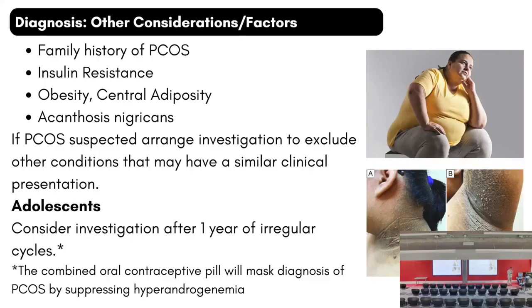In adolescents, symptoms are similar, okay? But it's important to give it time in adolescence, okay? So consider investigation after 1 year, and bear in mind that the use of the contraceptive pill can potentially mask some of the symptoms of PCOS because it suppresses hyperandrogenism, okay? So that is an important factor we have to think about as well.